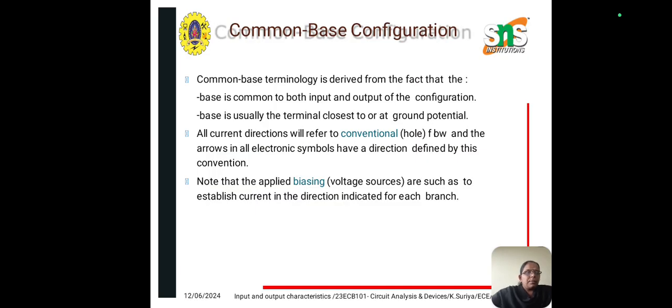So first we'll see the common base configuration. It is derived from the fact that the base is common to both the input and output of the configuration. And also the base is usually the terminal closest to or at the ground potential. All the current directions will refer to conventional current flow, and the arrows in all the electronic symbols have a direction defined by this convention. Note that the applied biasing are such as to establish current in the direction indicated for each branch.